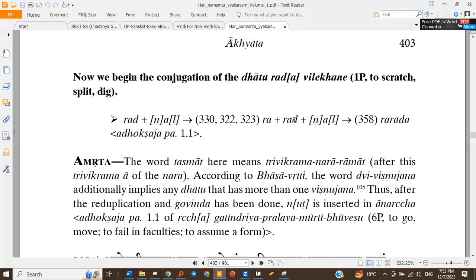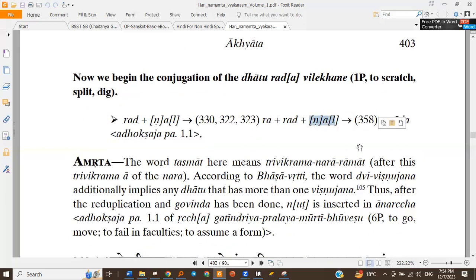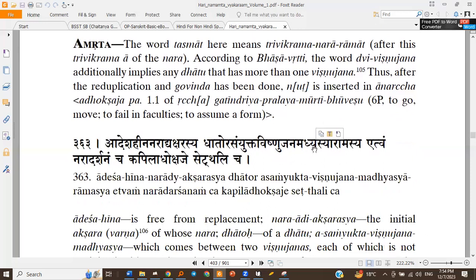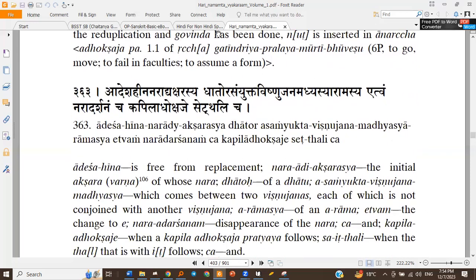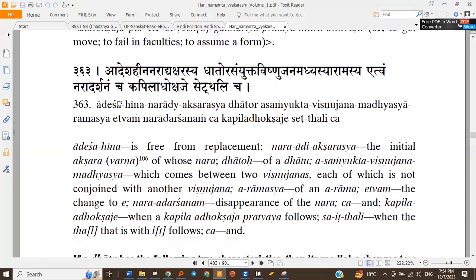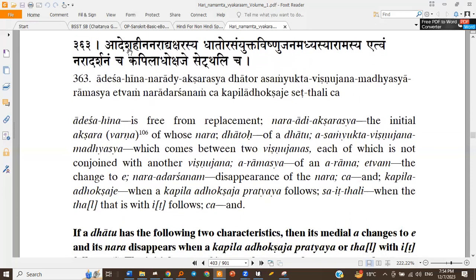Lagora Ramasya, what is it? Uddhava Ramasya, Vrishnindra, Nrisinghe. This herb takes Vrishnindra because Nrisingh Pratyay is following. So we get Rarad. Then, this is a big one. Sutra 363. When we have the instance where we have this, we have Rad plus Nal Atus.